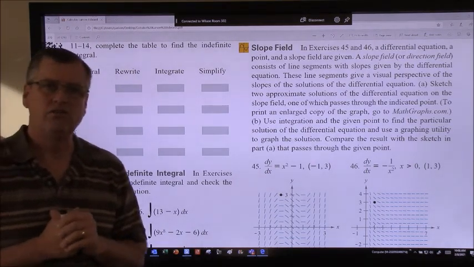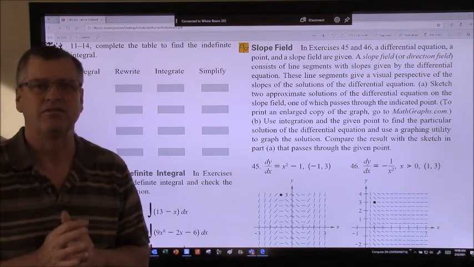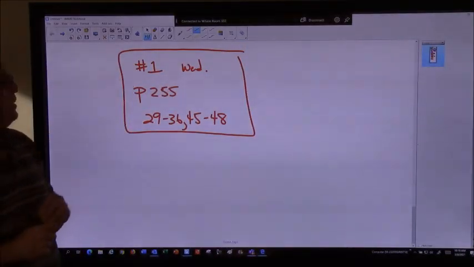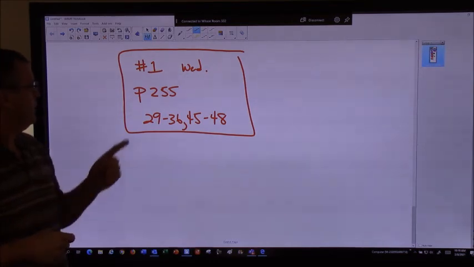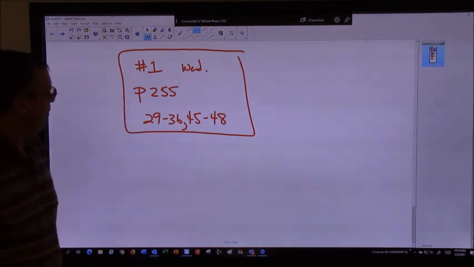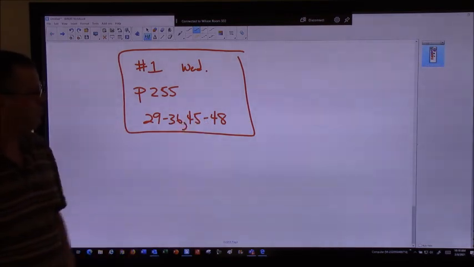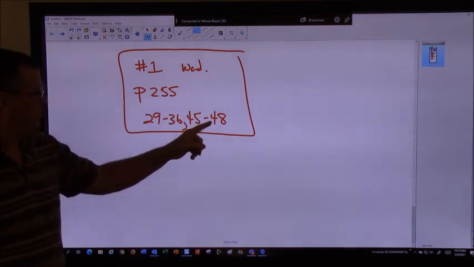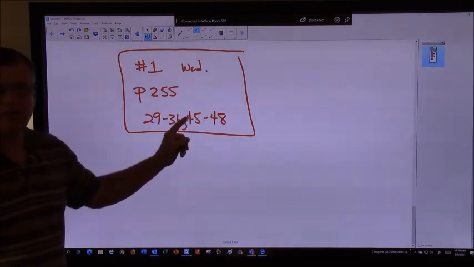That's what we have for today. So let me get you guys a homework assignment. All right. So we're still on assignment number 1. This is Wednesday's portion. Page 255. We're going to do 29 to 36, and then also 45 to 48. These will be our trig integrals. These will be our solving the differential type problem.